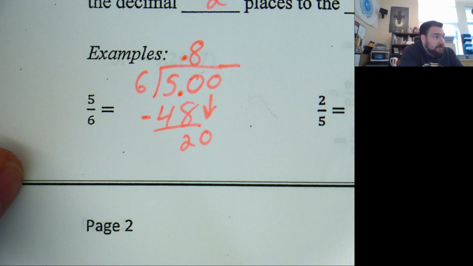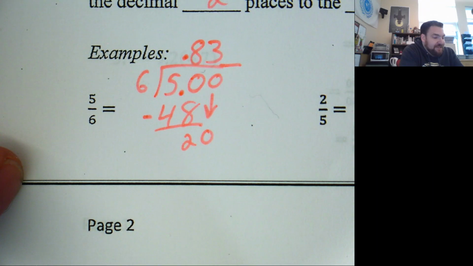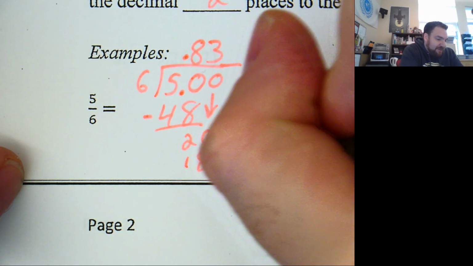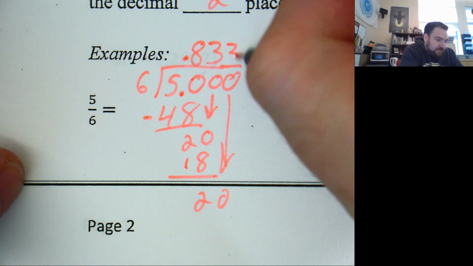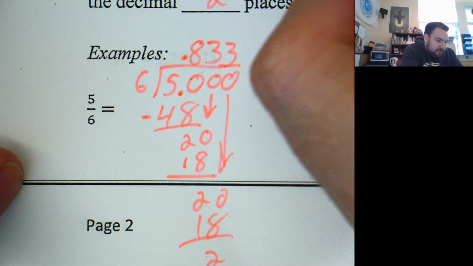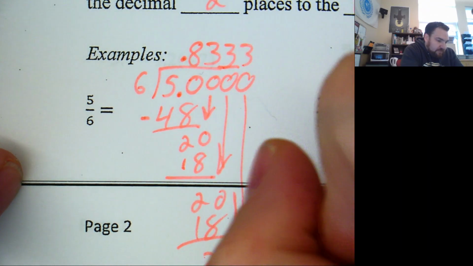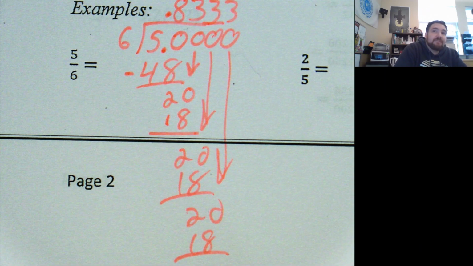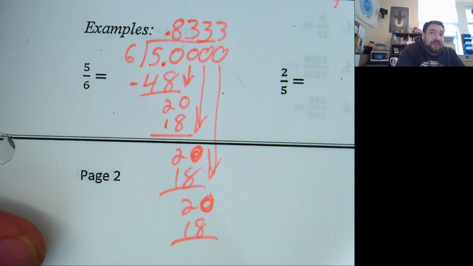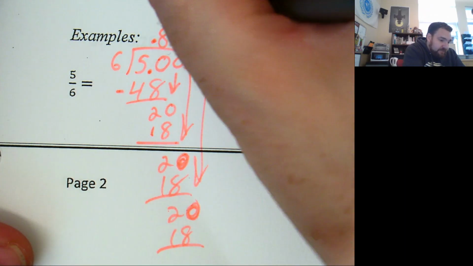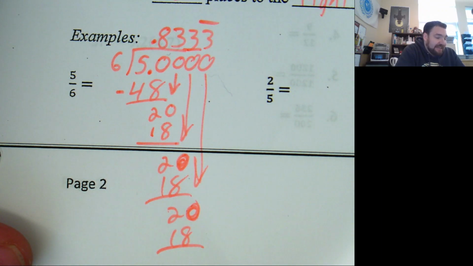Does 6 go into 20? How many times? 4. Nope. 3. Because 3 times into 20, yeah. 3 times 6 is? Oh yeah, Raven, you see where this is going. 20 minus 18 is 2. Add a 0, bring it down. These are zeros. I'm writing them sloppy. Yeah, you can see where this is going. This is repeating. How long is it? Forever.